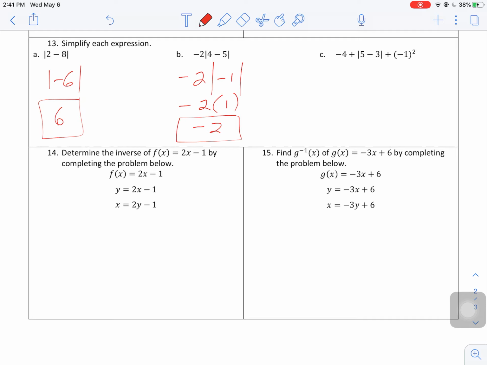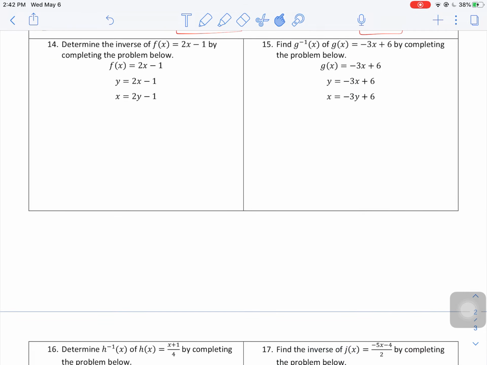Part C, work inside the absolute value bars first. So 5 minus 3 is 2. In the back, negative 1 squared means negative 1 times negative 1, which is positive 1. Absolute value of 2 is 2. Negative 4 plus 2 is negative 2. And then negative 2 plus 1 is negative 1.